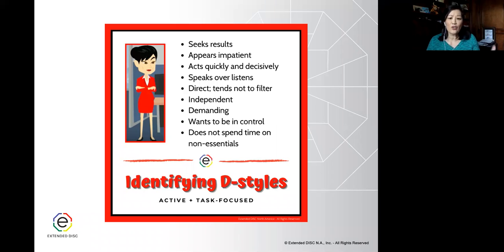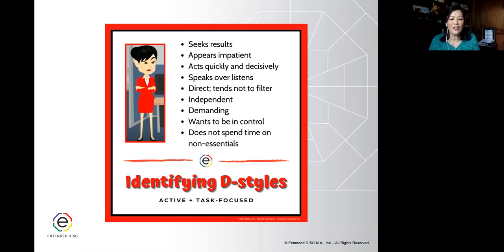They like to control the interaction. So they want to speak, and thereby they tend to be impatient listeners. They're very direct, which is oftentimes very refreshing for us, but sometimes it could be a little bit brusque and demanding. They tend not to filter. We mentioned they're very independent. They want to be in control, and they don't like to spend a lot of time on non-essentials. They are the ones you give the executive summary. Just tell me what's the bottom line.